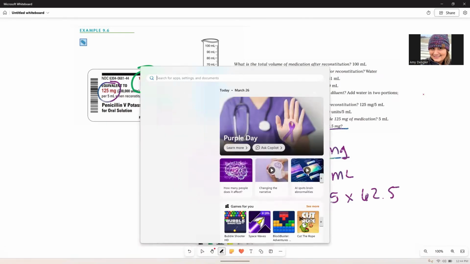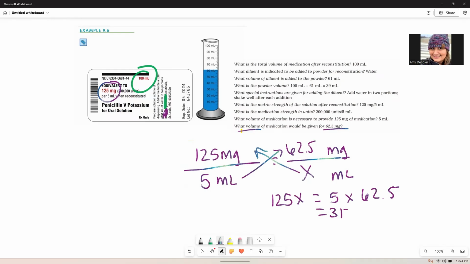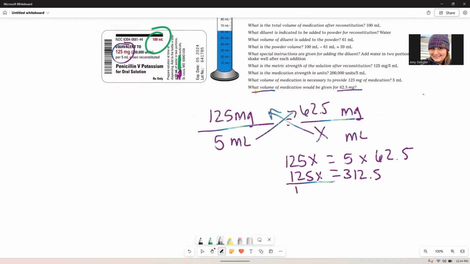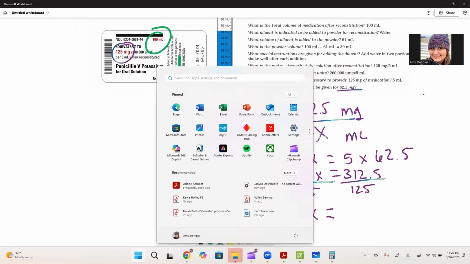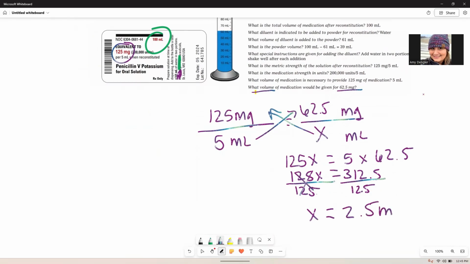We get out our calculator and do the multiplication side. So 5 times 62.5 gives us 312.5. And then we still have 125x on this side. We want to get x alone, so we need to get rid of this 125, which leaves us with x. We have to do the same to this side. So we take out our calculator and do 312.5 divided by 125, which gives us 2.5 ml.